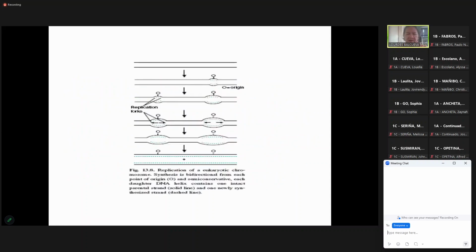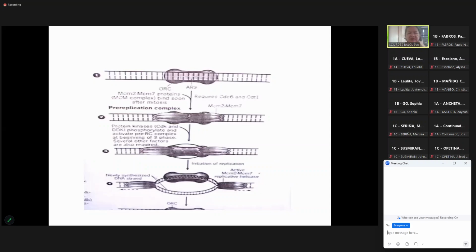So, another example. And this is the beginning or the initiation of replication in eukaryotes. You have here the ARS. What is ARS? ARS is the autonomous replicating sequence. These are sequences of nucleotides that are recognized by the ORC. What is the ORC? Ito yung ORC, no? So the nucleotides here are the ARS.